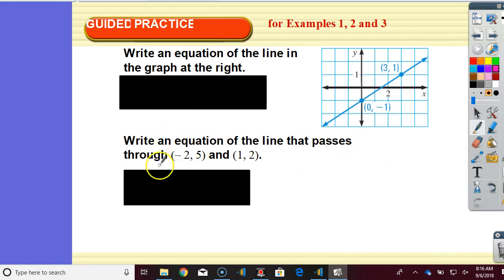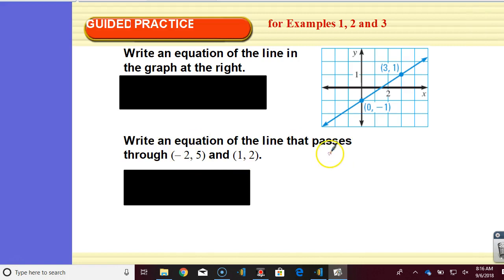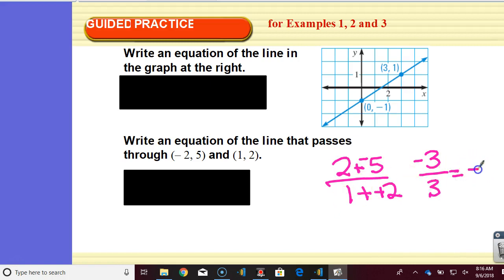Write the equation of a line that passes through -2, 5 and 1, 2. All right, so we need to know its slope. y2 minus y1 over x2 minus x1. Adding different signs, subtract, take the sign of the larger number. 2 plus 1 is 3. -3 over 3 is -1.